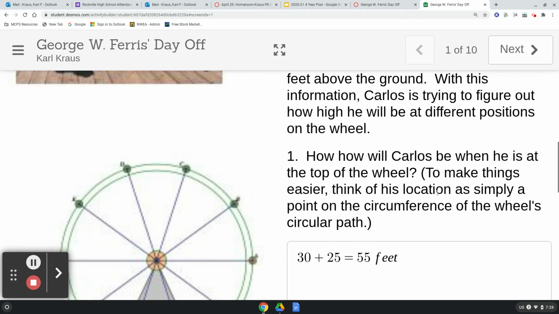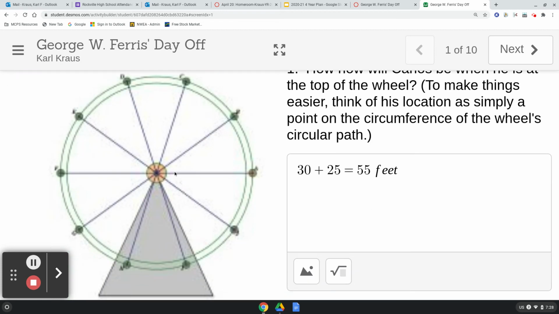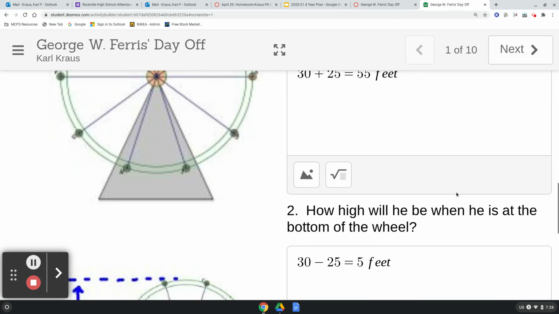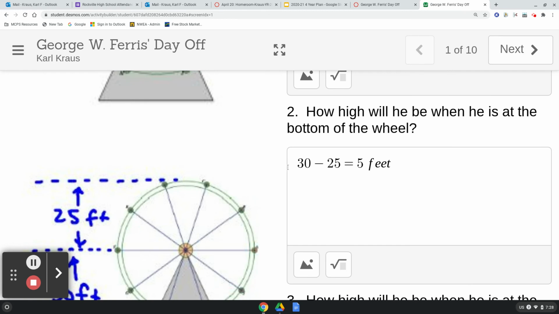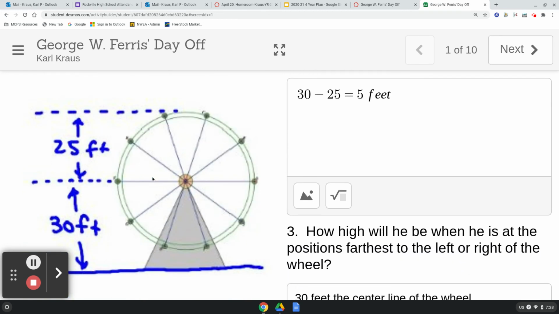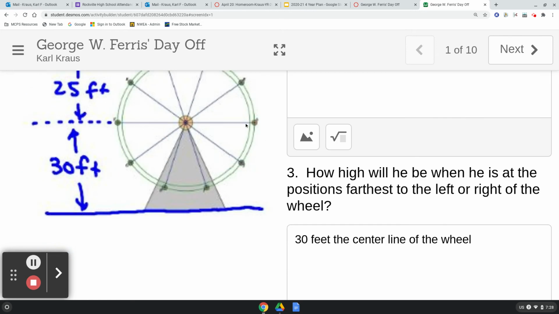How high will Carlos be when he's at the top of the wheel? To make things easier, think of this location as simply a point on the circumference of the wheel's circular path. So if the center line is at 30 feet and the radius is 25, then the highest point is 30 plus 25 or 55 feet. And the lowest point would be 30 feet minus 25, which would be 5 feet. And then on the left and right, it would be on the center line or 30 feet.